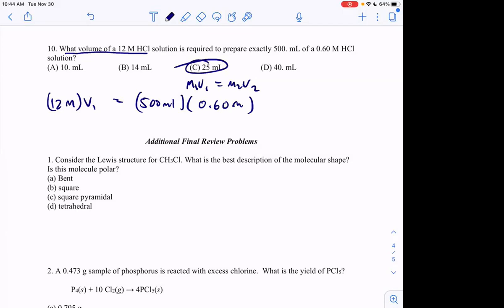All right. Consider the Lewis structure for CH3Cl. What is the best description of the molecular shape? Is this molecule polar? D is correct. And what? Draw it. It's tetrahedral. Carter's right. Is that going to be polar? Yeah. It's going to be polar because you've got that one different group on there and it's highly electronegative. So we're not going to cancel out.